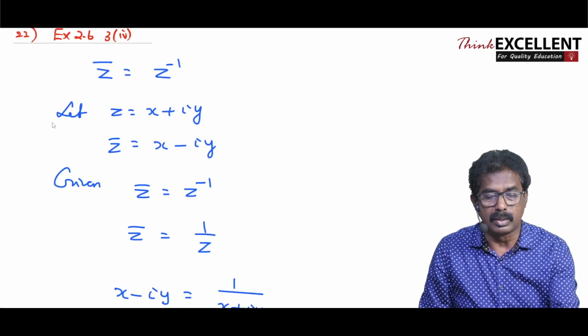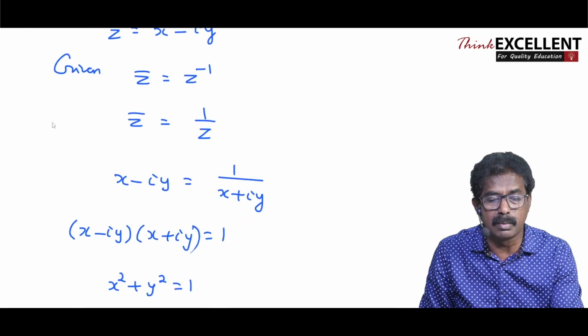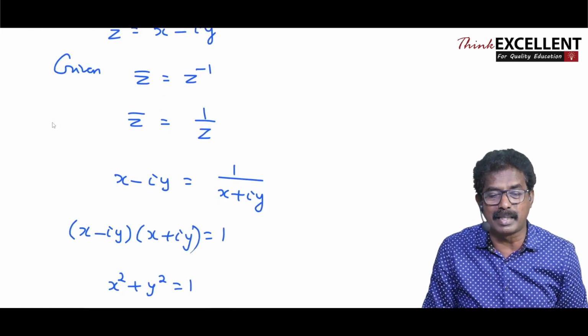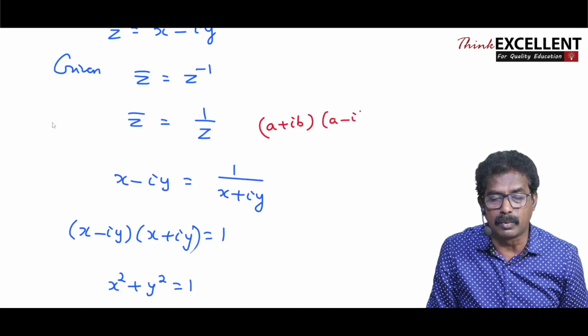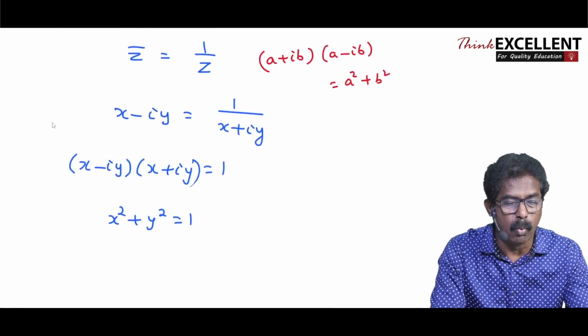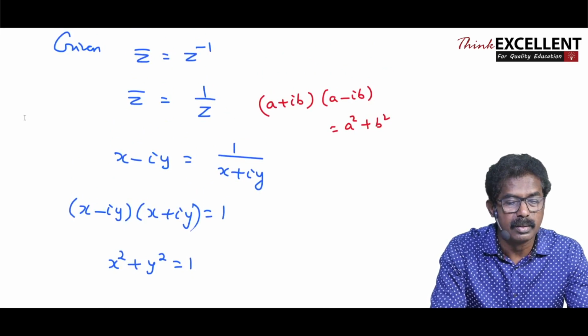So z bar equal to z raised to minus 1 is 1 by z. Substitute the values: z bar is x minus iy, 1 by x plus iy, just cross multiply. A plus ib into a minus ib. What's the formula here? A square plus b square. So here you are getting x square plus y square is equal to 1. Okay, that is sum number 22.